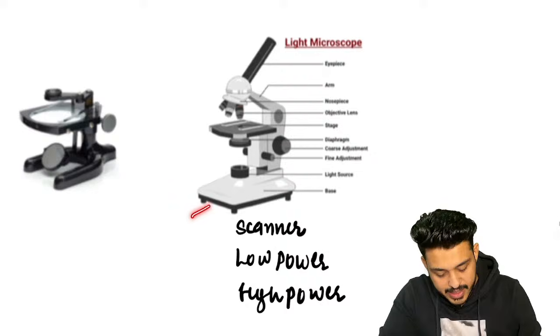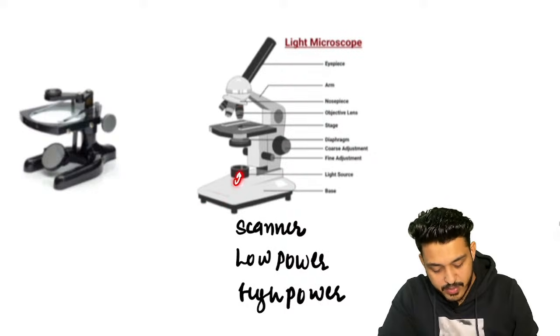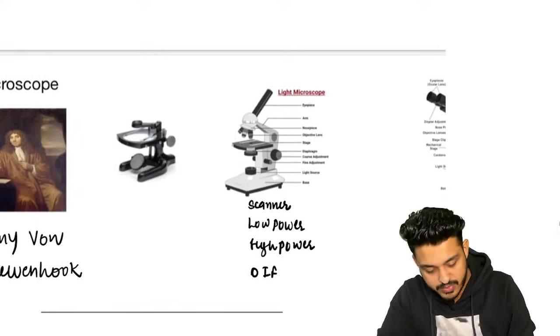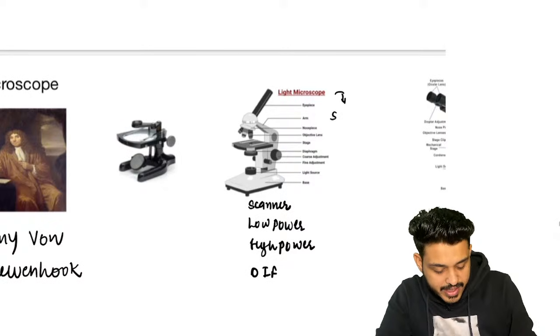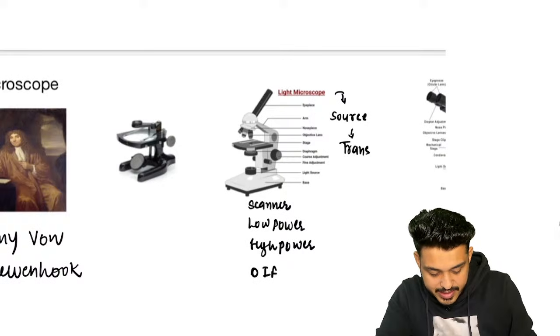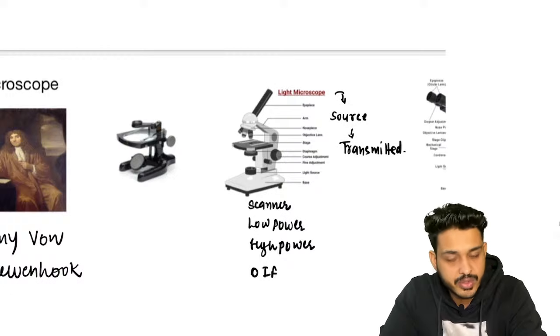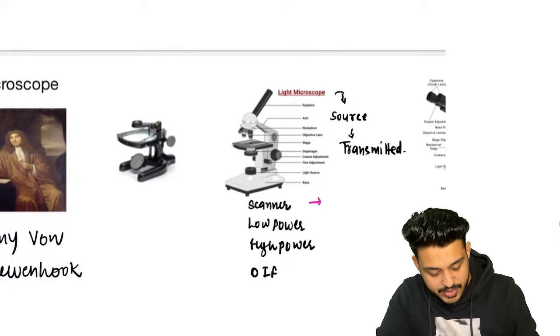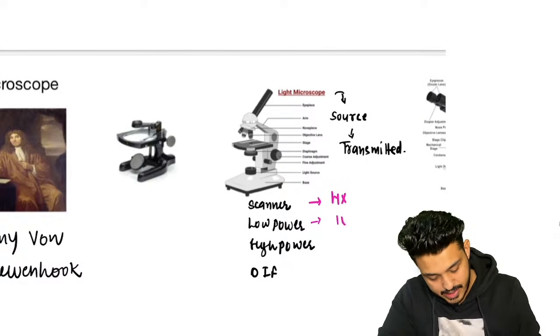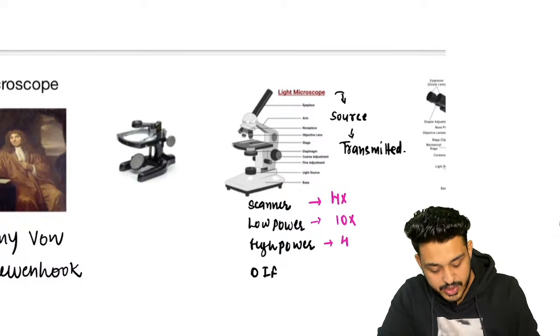Okay, this is going to be the light microscope. Here is going to be the source of light. What is going to be the source of light in light microscope? This is going to be transmitted light. The power for scanner is going to be how much? Power for scanner is going to be 4x. Power for low power is going to be 10x. High power is going to be 40x.